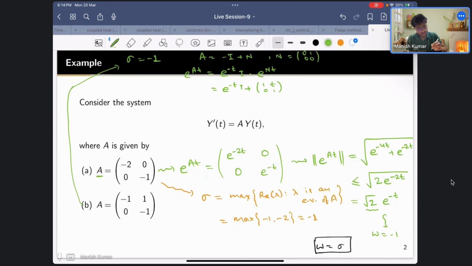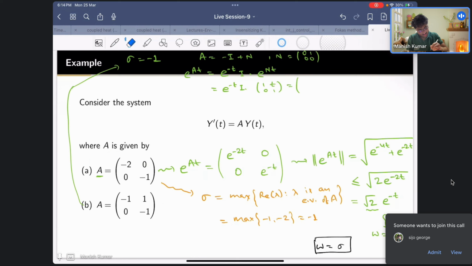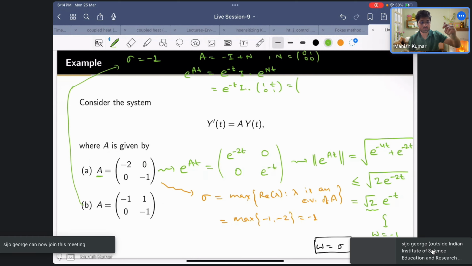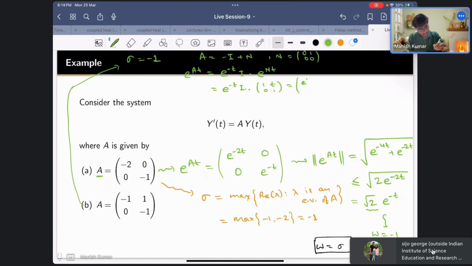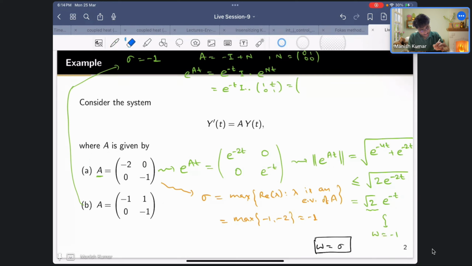So here identity. So overall I can write it as, this would be e^(-t), t e^(-t), and then here 0, here e^(-t). Okay, so this is the matrix.